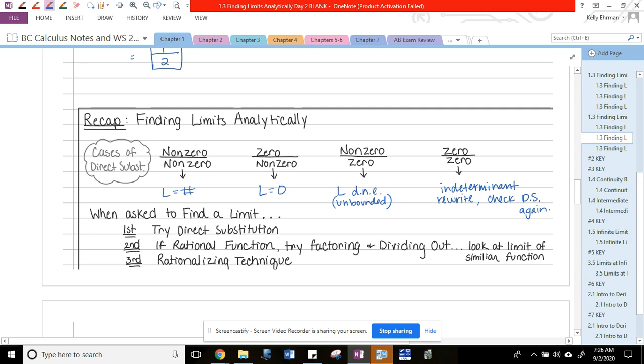So again, our steps are always try direct substitution first. Sometimes you're checking that in your head if you realize, oh, that's not going to work. If it's rational, try factoring, canceling things out, and then direct substitution again. And if there's a radical in the numerator, try that rationalizing technique.